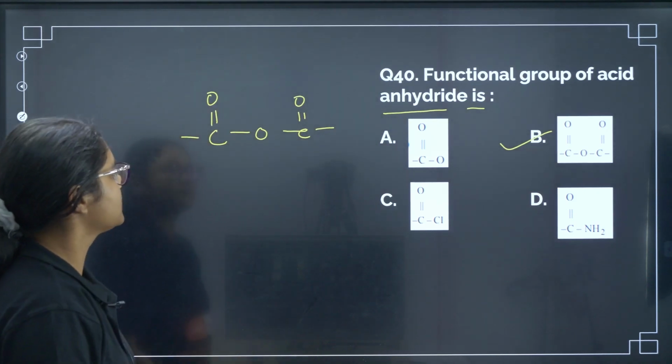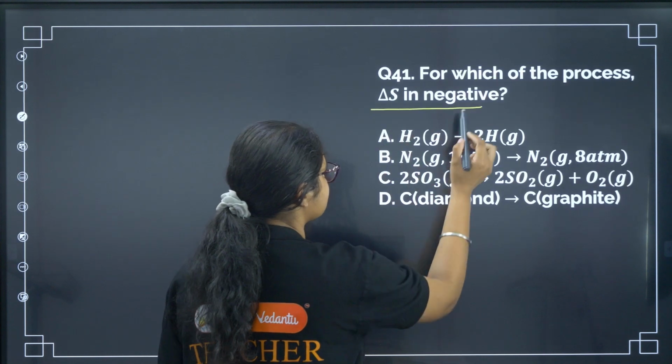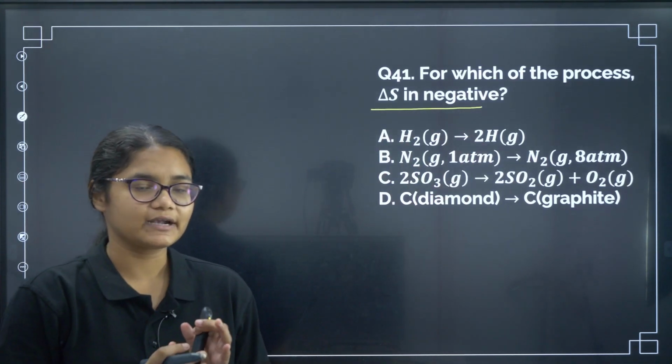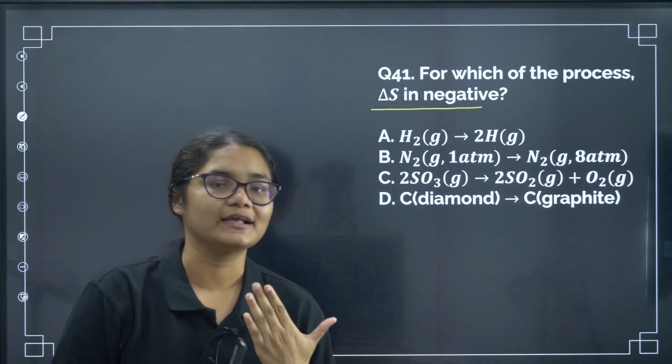Okay, next, in which of the following processes is delta S negative? Okay, so delta S is negative when the entropy decreases. Okay, if the entropy is decreasing, we can say that delta S is negative.